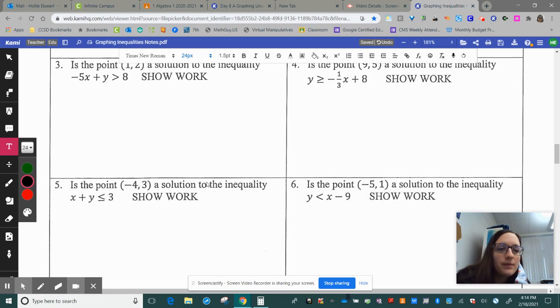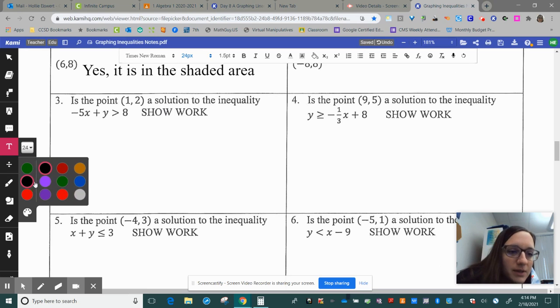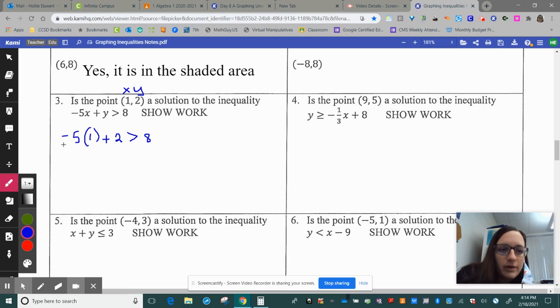Okay, here we go. Number 3. Is the point 1, 2 a solution to the inequality? Here's how we check. We substitute it in and solve. So as we can see here, okay, I'm going to draw this time. This is our x coordinate. This is our y coordinate. So we're going to substitute in x, which is 1, and y, which is 2, and we solve. Negative 5 times 1. Don't want to make a mistake like last time. Let me know if I do. Thank you to those who let me know that I made a mistake. Okay. Negative 3 greater than 8.